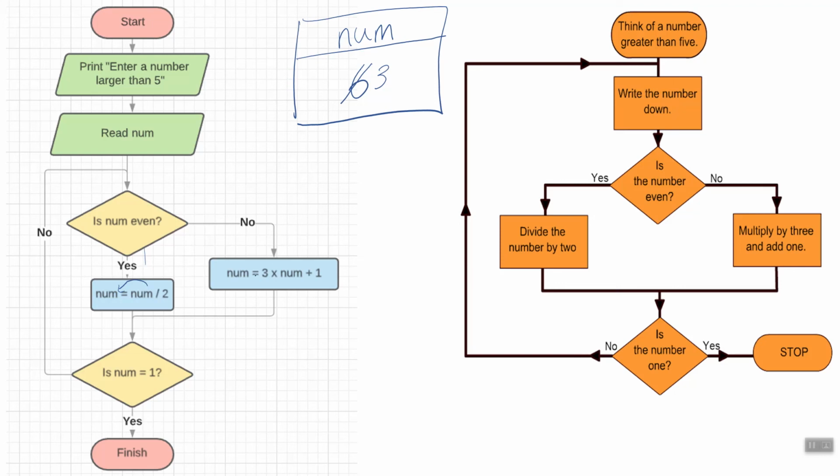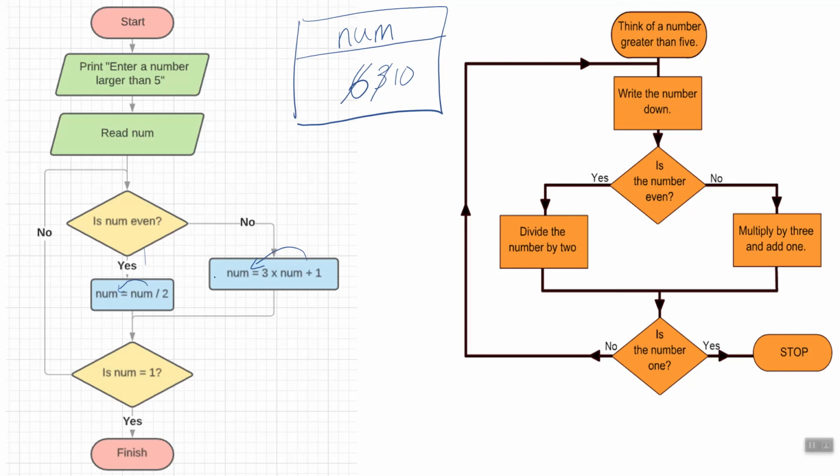Come out of here, go down to num equals 3 times num plus 1, a bit like it was over here on this diagram, multiply by 3 and add 1. So remember, num is currently 3, so we do 3 multiplied by 3 is 9, plus 1 becomes 10. And the answer to that bit gets stored into num again. So let's get rid of that. Remember, 3 times 3 was 9, plus 1 becomes 10. So the number now stored in num is 10.